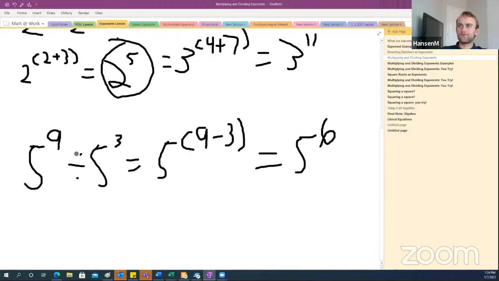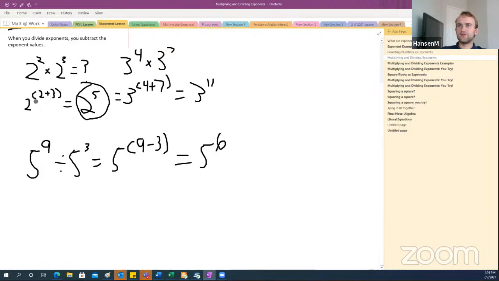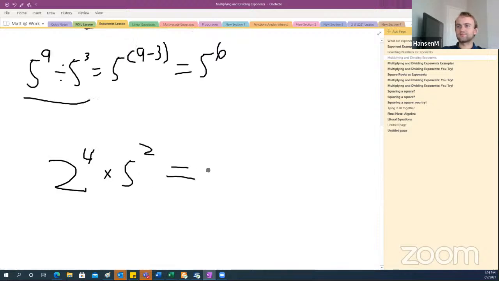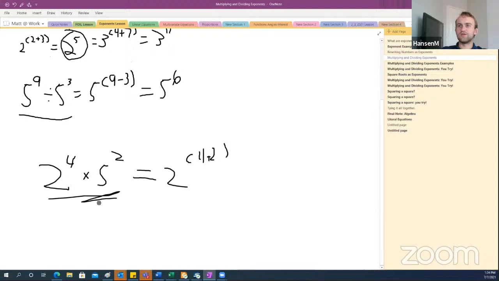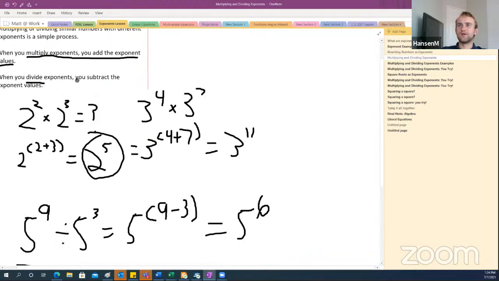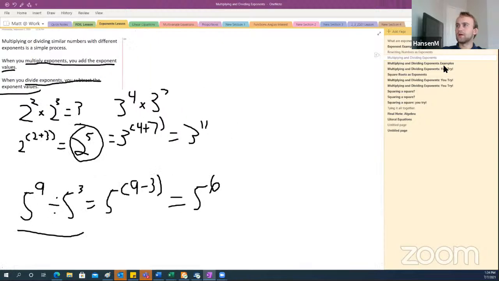So one thing that I want to note again is that to use these rules, the base number has to be the same. So if you tried to do something like 2 to the 4th times 5 squared, you couldn't end up making it 2 to the 4 plus 2 or anything like that. You need your base numbers to be the same for your rule to work, for both the multiplication and the division.